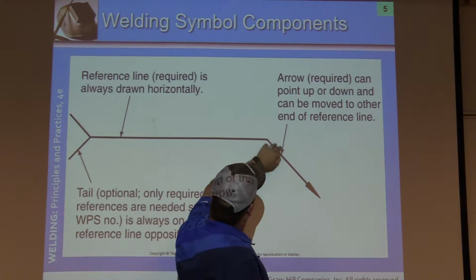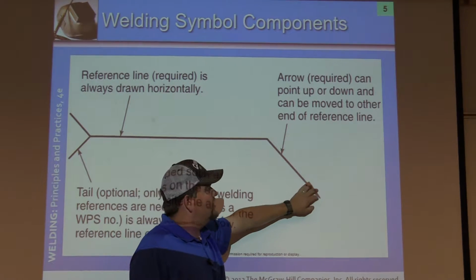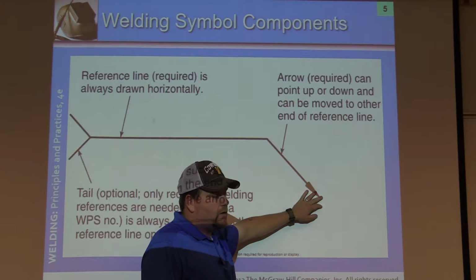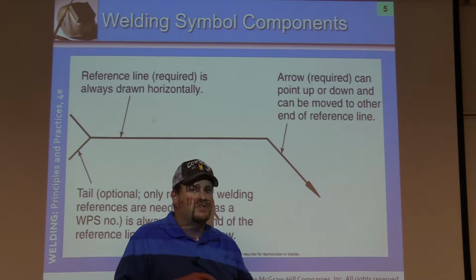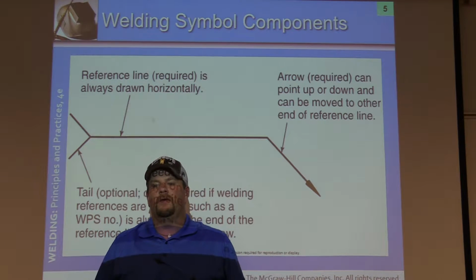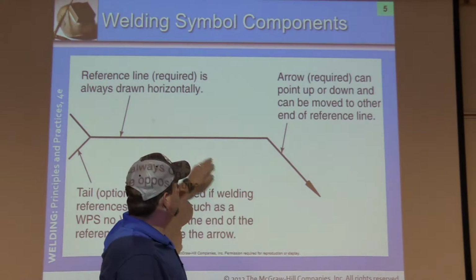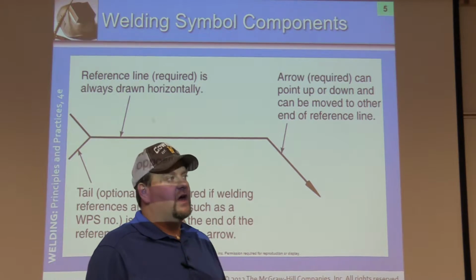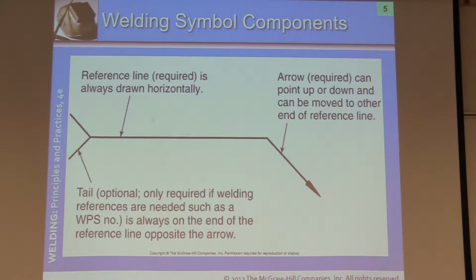First things first, you have your arrow and you have your leader line. You don't always have a tail, but you almost always have an arrow or leader line, arrow and leader line together. If it's a very simple print, maybe there's only one weld, you're just going to have a leader line that's telling you either arrow side or other side, and the symbol might spec a fillet weld or a groove weld, and so forth. Okay.